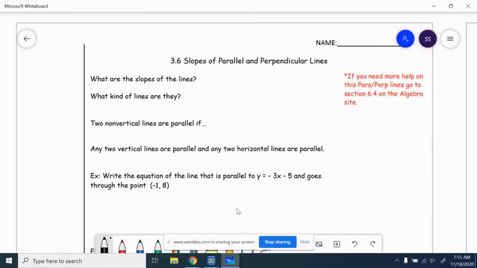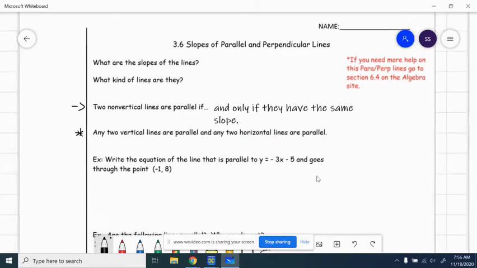All right, so we do know that two vertical lines are parallel and any two horizontal lines are parallel, so that's good. But let's also recognize a little bit more importantly for this lesson. Okay, so two non-vertical lines are parallel if and only if they have the same slope. Okay, so let's take a look at an example here.